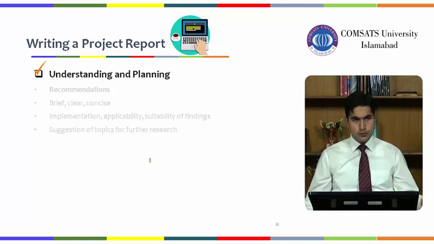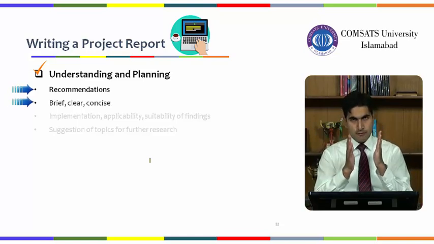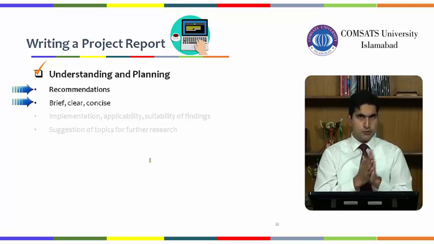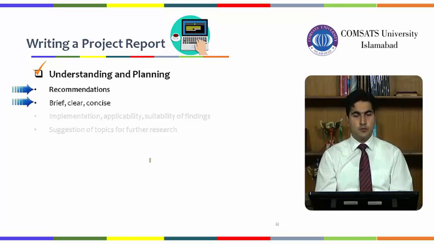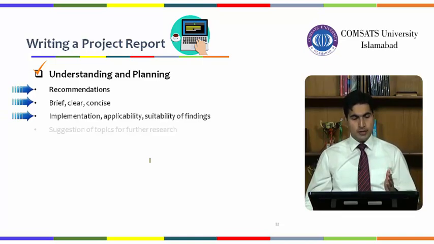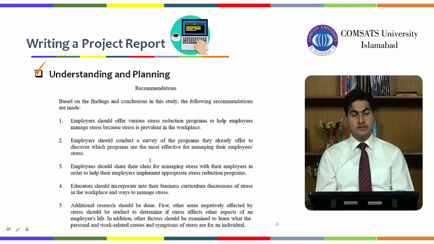And based on that conclusion, you pave the way for recommendation. And how do you write recommendation? Staying brief, writing it to the point, keeping it clear, meaning simple sentences, not too many tricky sentences, and keeping it very concise with a limited use of words. Refer back to those 7 C's of communication we studied, and these are the way in which you apply them. While referring to these recommendations, you have to keep in mind their implementation, how applicable they are, and how suitable are the findings. So these things should be there as well. And they should also suggest some topics for further research. These should be the components, and that's the way you can see them within your recommendation section. That's the way you write them.